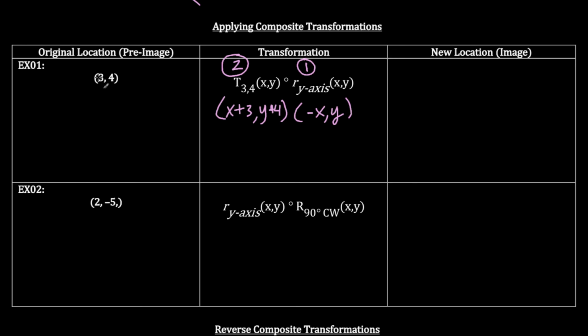Okay, so let's take this and do over the x-axis first. Let's just do that one here, and then we'll do the last one here. Okay, so negative x, so that's negative 3. And the y stayed the same, 4. Okay, now let's do the translation. So plus 3 would get me 0. And then plus 4 would get me 8. Not too bad.